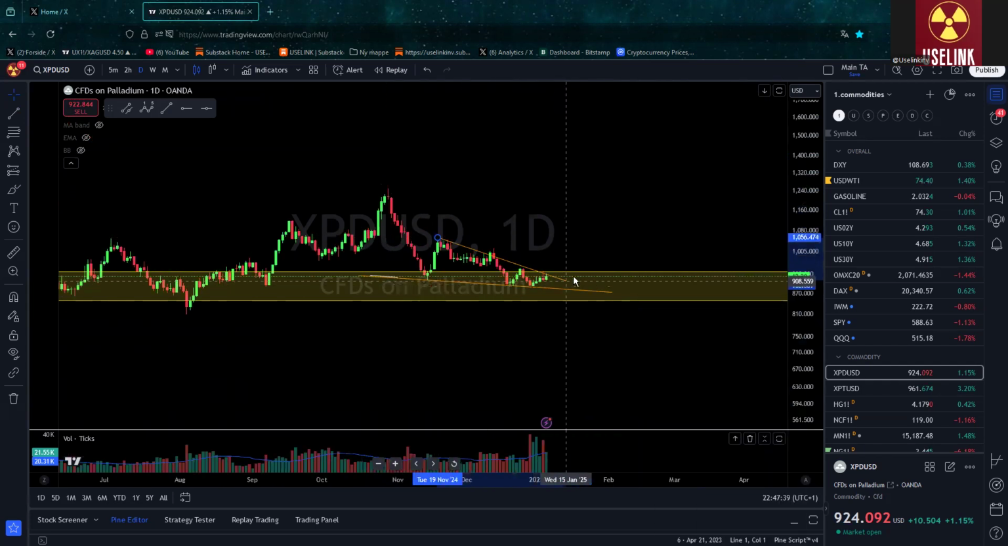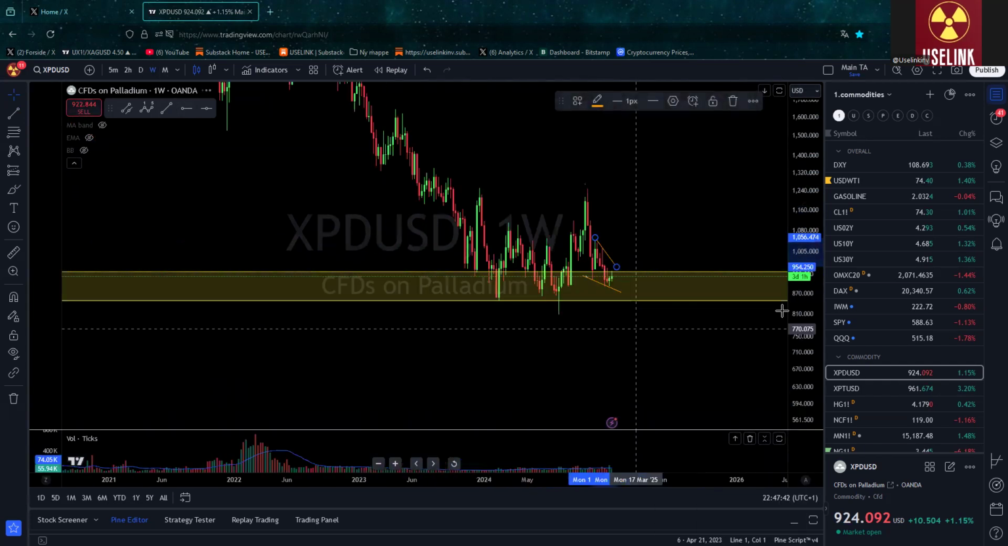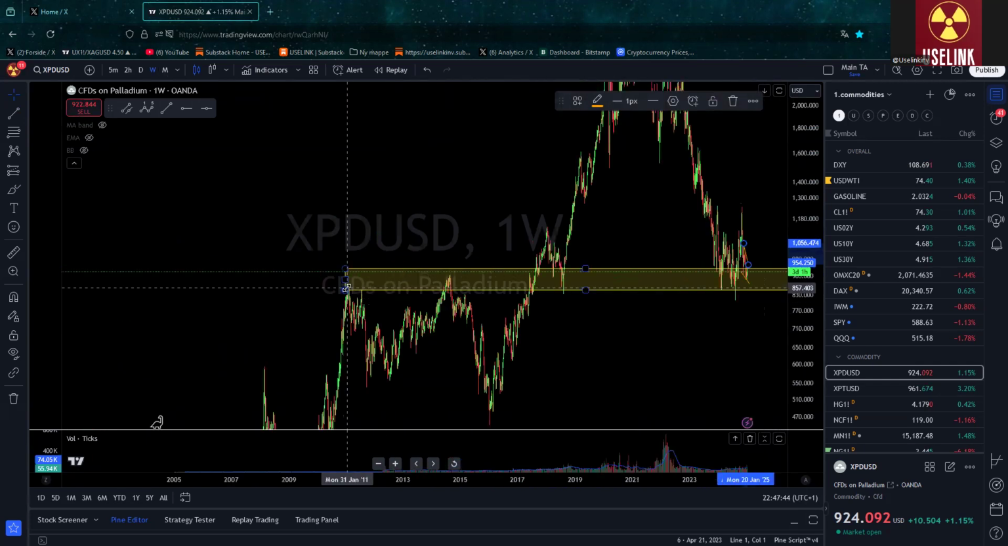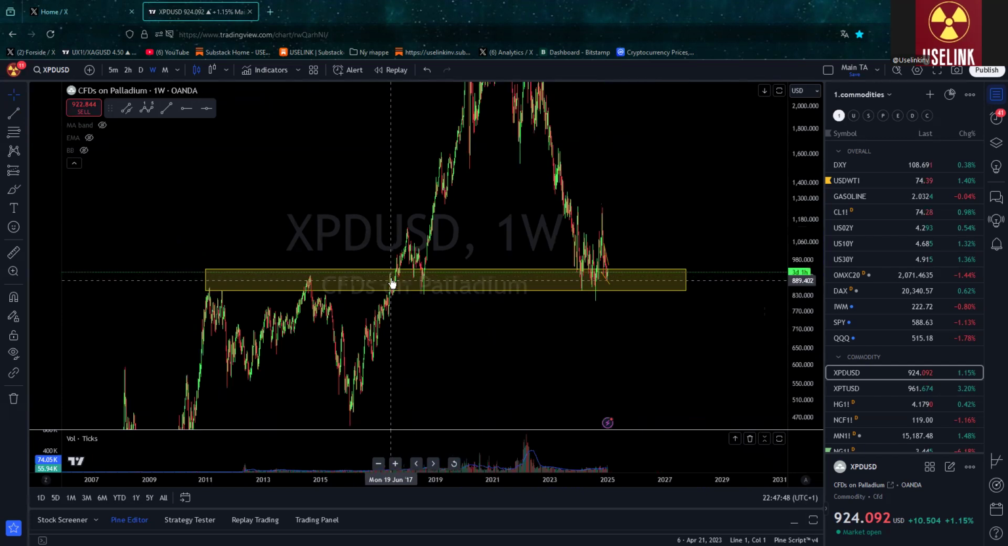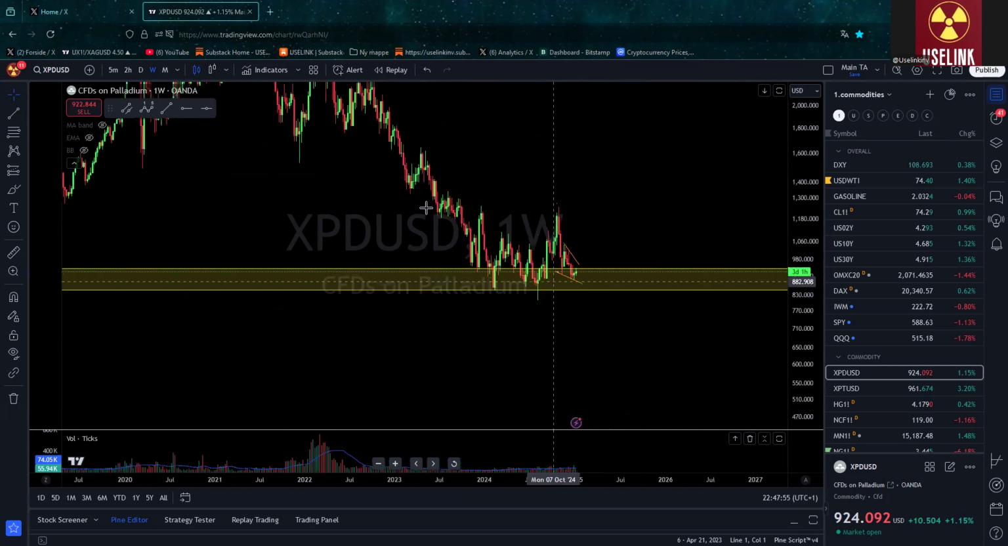So platinum here is trying to find some ground. You can see long term 2011, 14, 13, excuse me, 17, 18. Again, you can see here a big supply and demand zone, which we are trying to hold right now.